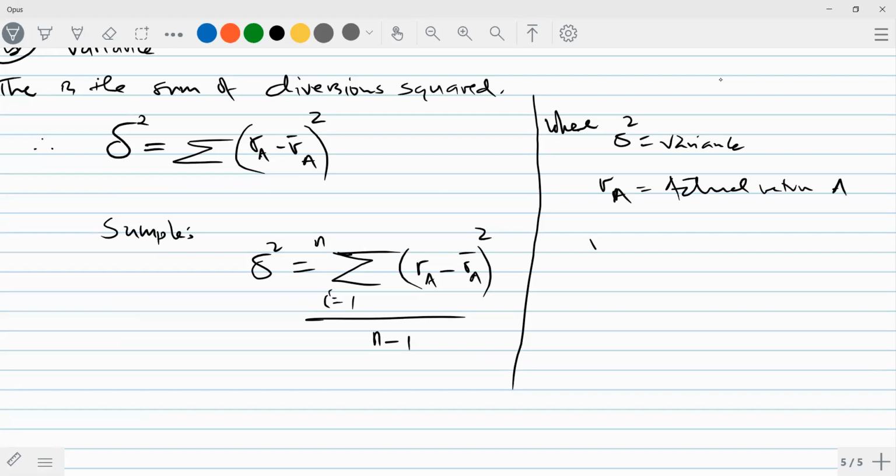RA is the actual return of A. This is either the mean, or the mean return of A. And of course, N is the number of observations you are analyzing. How many data points are you analyzing? That's how we get the variance in case the data set we are analyzing is a sample.